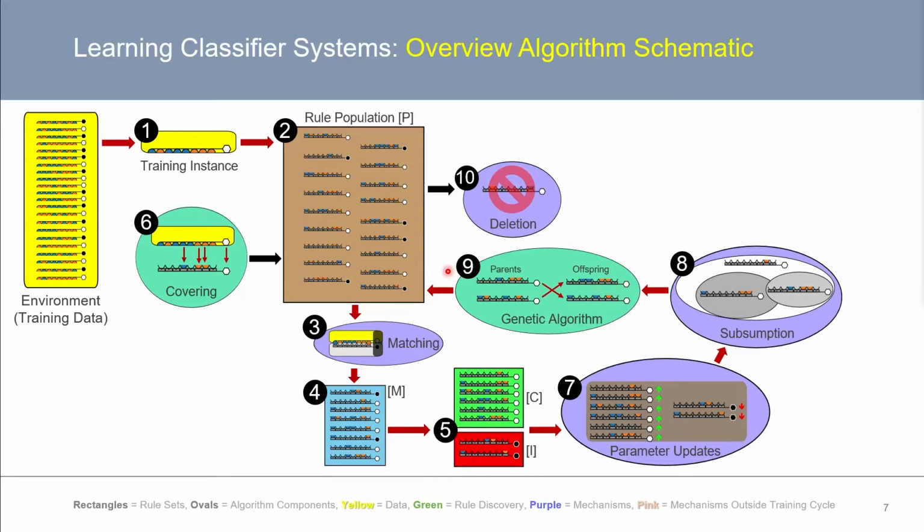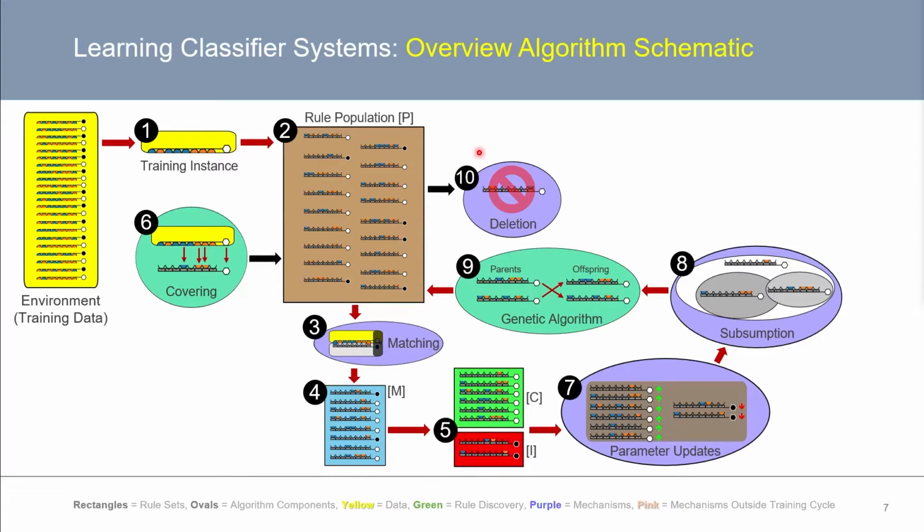And then in step 9, we have our most important rule discovery mechanism, which is commonly driven by a simple genetic algorithm. This step involves picking 2 parent rules from the correct set, where rules with a higher fitness have a better chance of being selected. Parent rules are then mated using crossover and mutation mechanisms to yield 2 new offspring rules, which have their parameters initialized before they're added to the rule population.